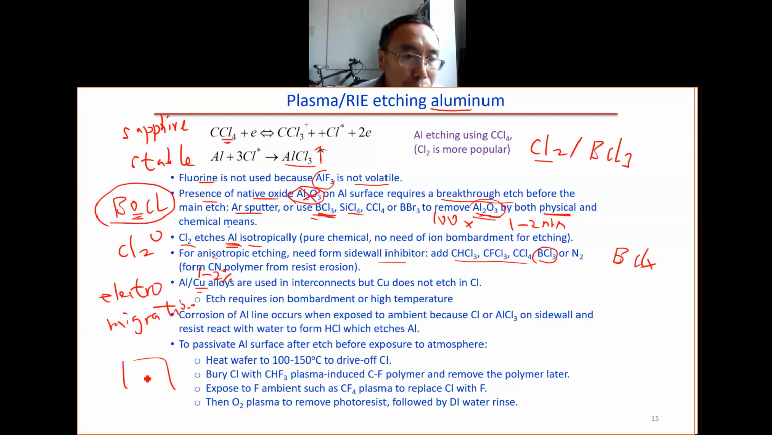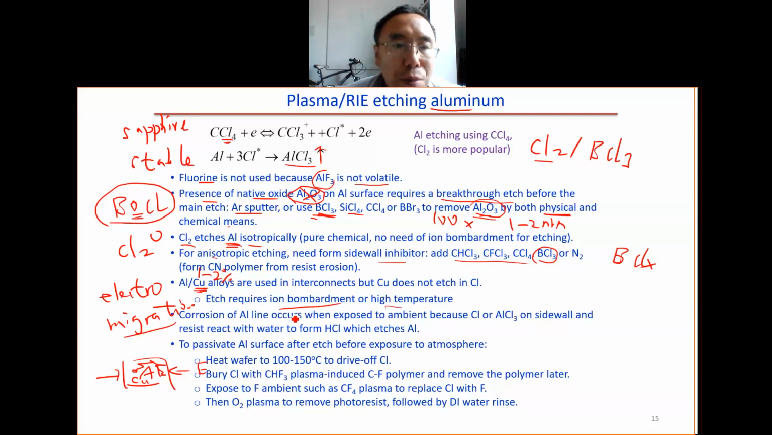If this is the aluminum, when we apply an electrical field, the aluminum atoms can move around. This is called electromigration. By adding some copper into the aluminum, if we have some copper inside, it will not move around. So this is the purpose. But copper, we know, is very difficult to etch, so we need ion bombardment, or maybe very high temperature.